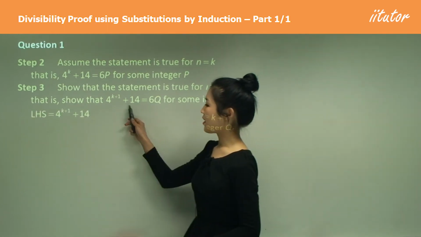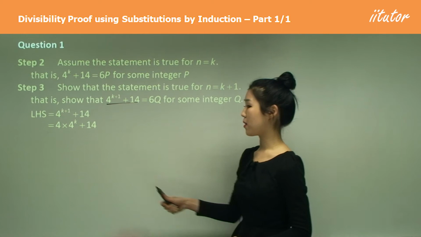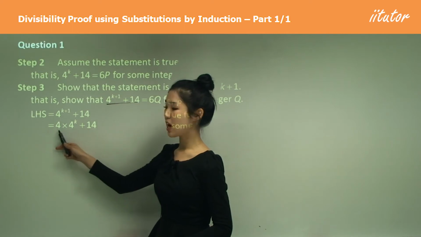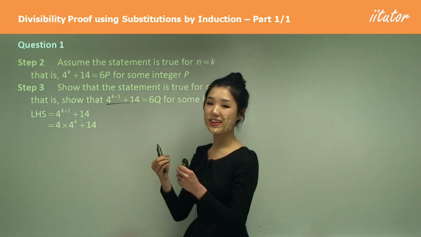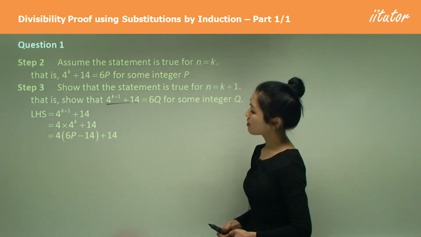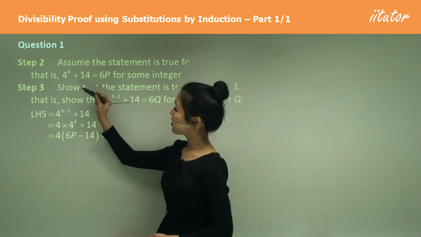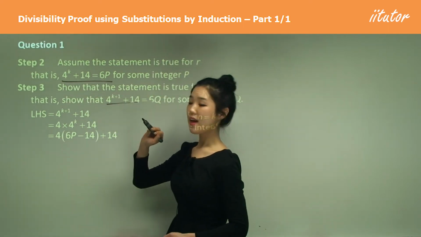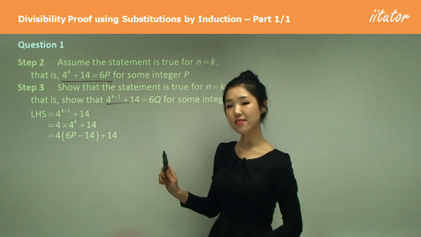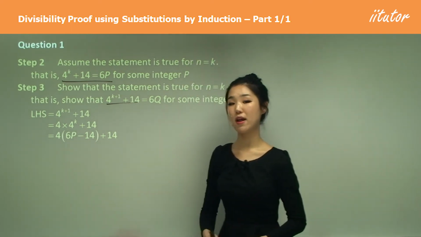I'm going to show that the left-hand side is this first of all. What I'll do is separate out the 4 to the power of k plus 1 like this, because I know that 4 to the power of k plus 1 is 4 to the power of k times 4 to the power of 1, isn't it? Because we add the indices to get to there. So I've separated it out like that. You can see that 6p minus 14 is 4 to the power of k, because from our assumption, if I make 4 to the power of k the subject, by moving 14 over to the other side, that will be 6p minus 14. So that's replaced 4 to the power of k with 6p minus 14.